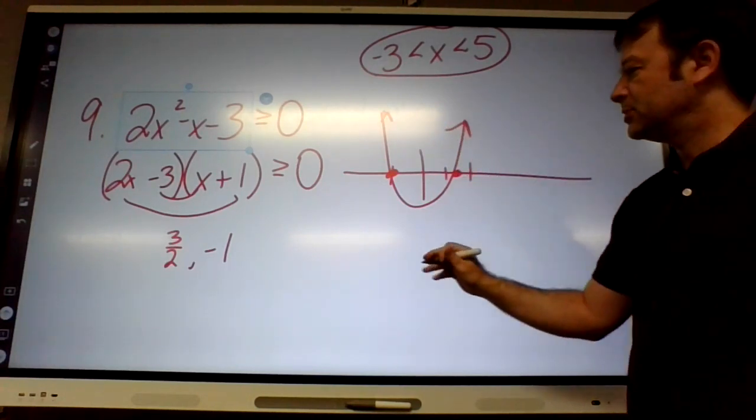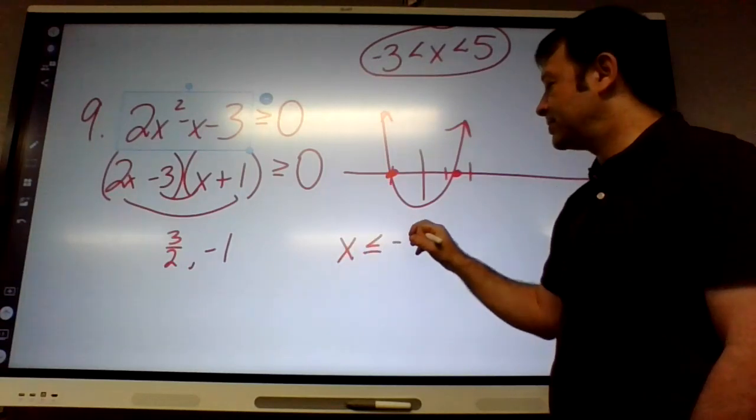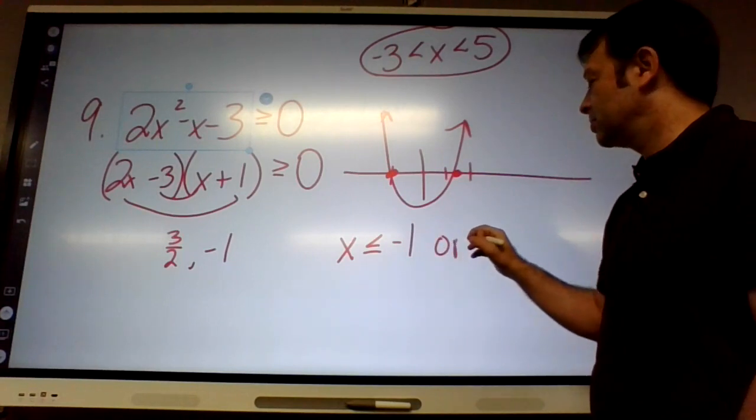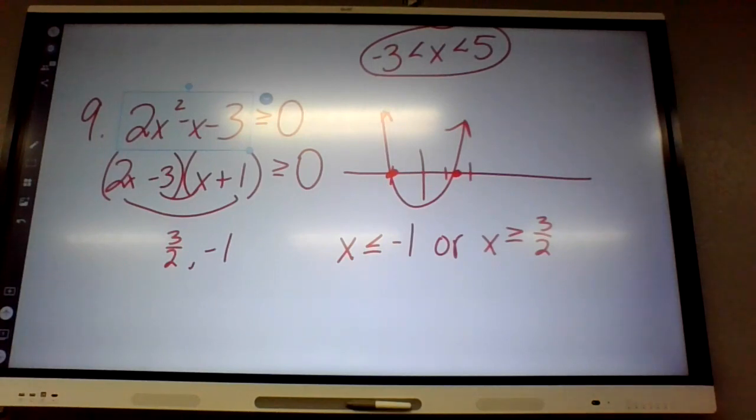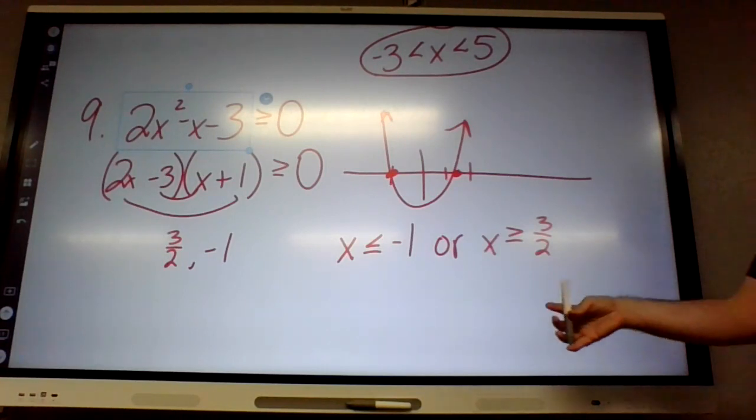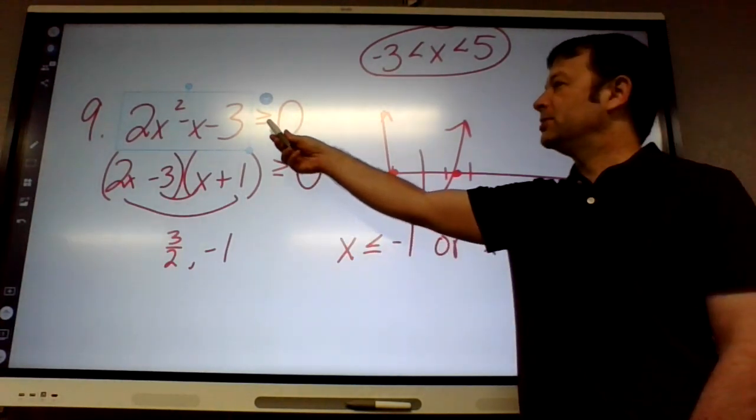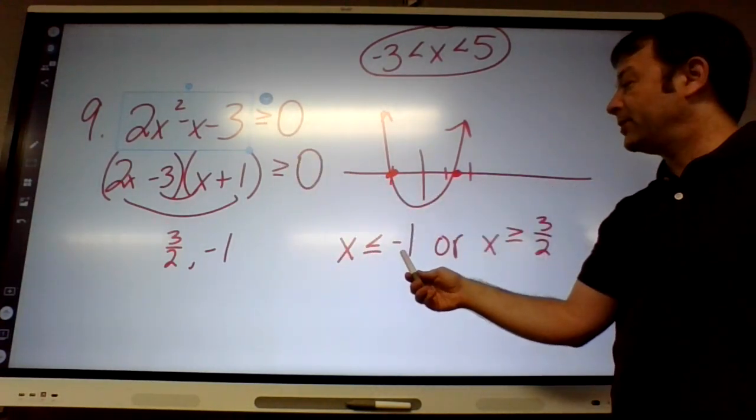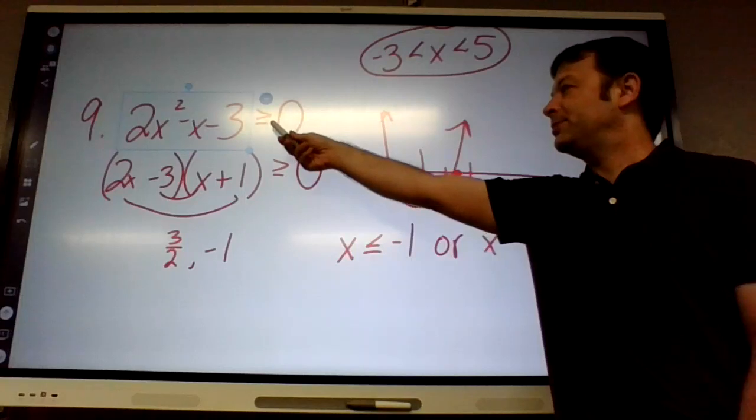Is this where you do the or? Yeah, it's like number 1. So x is going to be less than or equal to negative 1, or greater than or equal to 3 halves. Why did I put less than or equal to instead of just less than this time? Because at x equals negative 1, it's equal to 0, so you need to include negative 1 as an answer. If the inequality has equals to, these should have equals to.